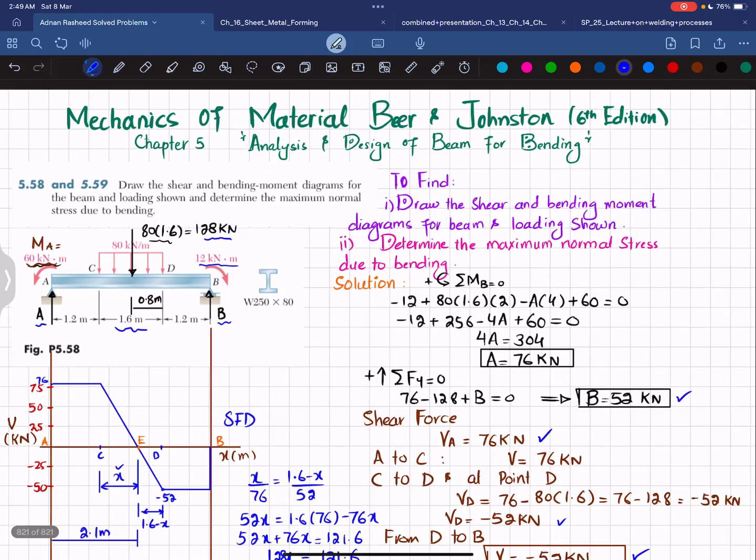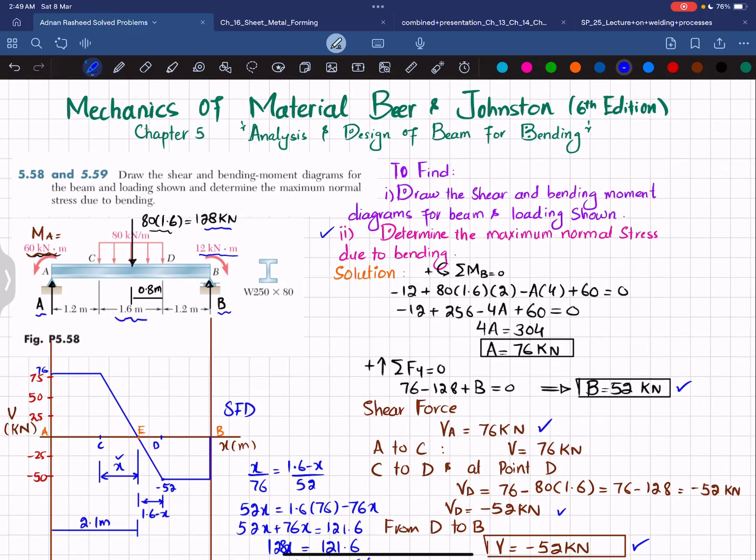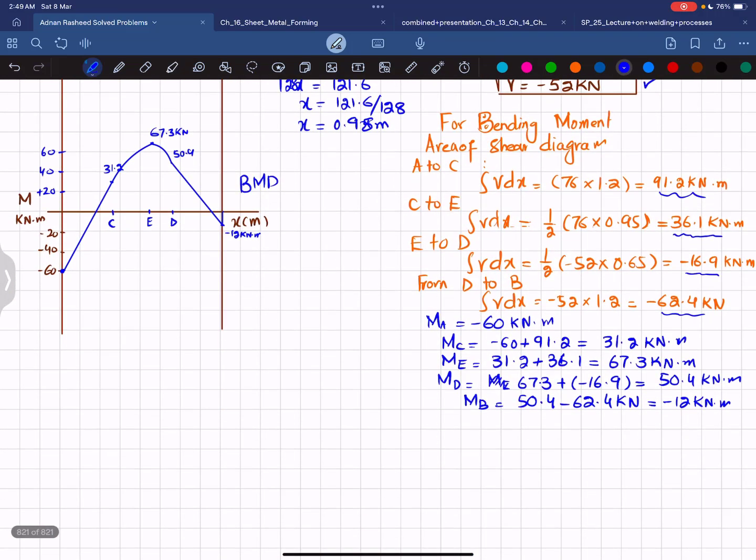Now in second part, we have been asked to determine the maximum normal stress due to bending. So again, we can say that maximum bending stress is equal to maximum bending moment absolute value divided by section modulus. So what is the maximum bending moment? From the bending moment diagram, you can see this is 67.3 kilonewton into meter. Okay, there is a meter sign as well. And that will be equal to 67.3 into 10 to the power 3 Newton into meter.